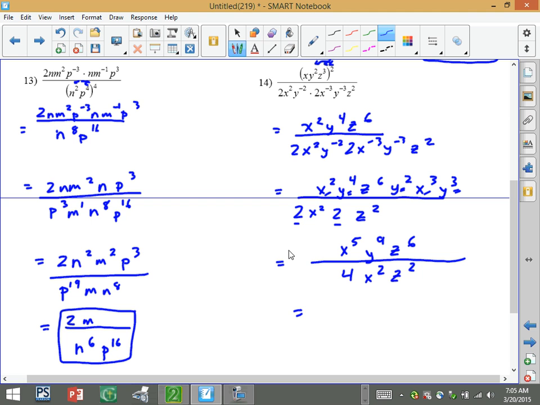So it's starting to clean up a little bit. Now what can we cancel? With the x's, there's going to be 3 left in the numerator. Nothing to cancel with the y's. So there's going to be 4 z's left. Everything in the denominator is gone except for the 4, so that's what we put.